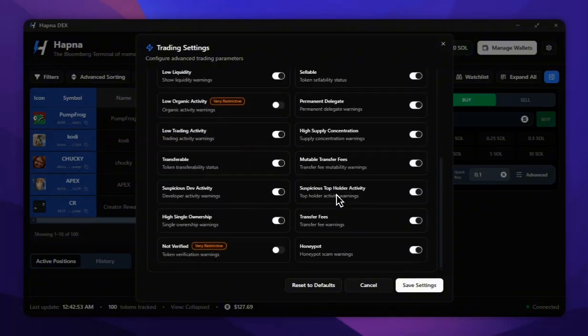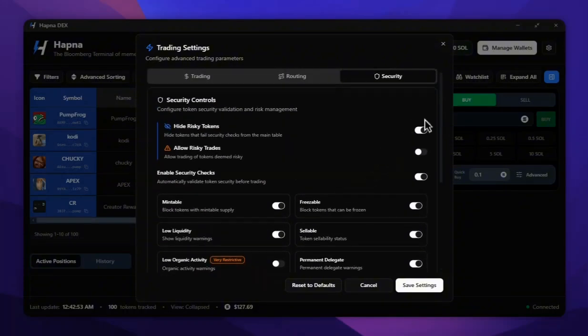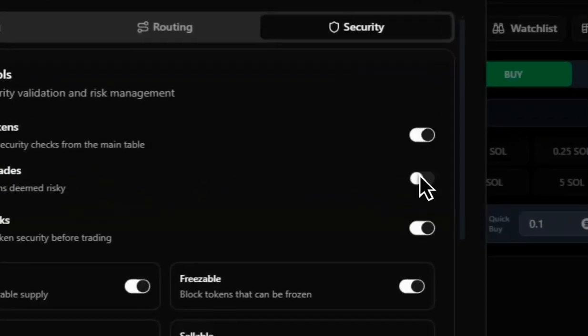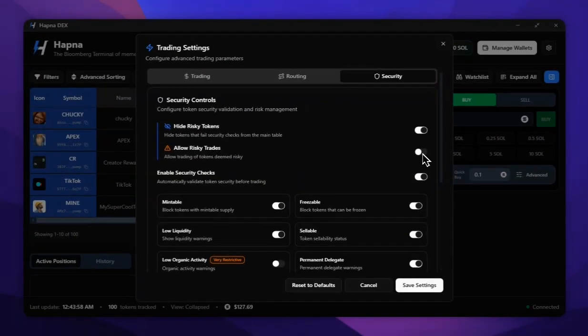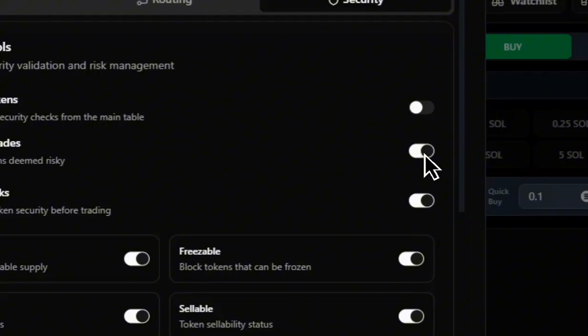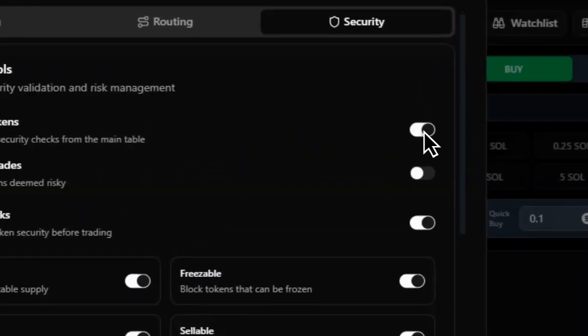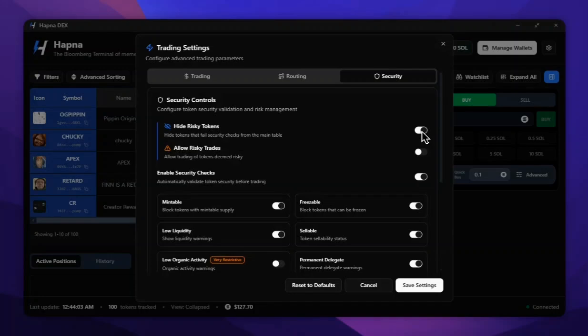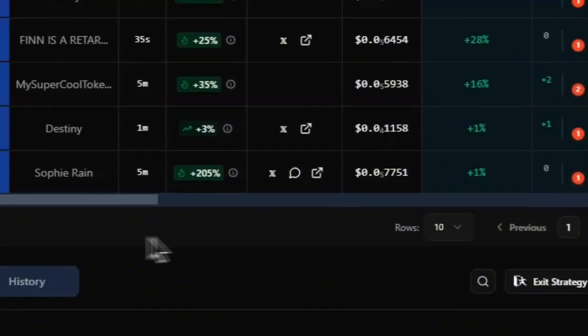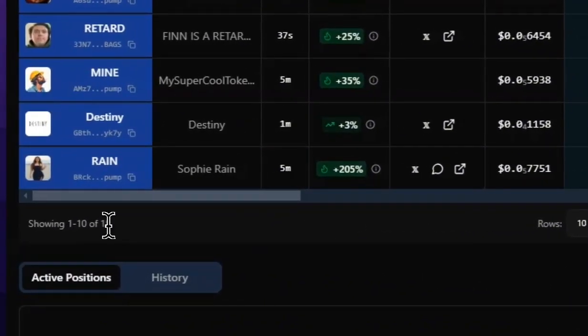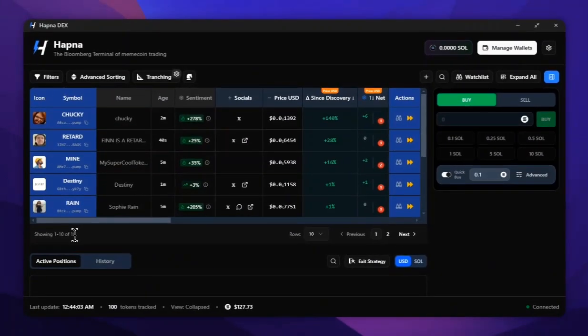Once I am happy with my safety criteria, I'm going to activate this button. Of course, if you like taking risks, I don't honestly, you can always toggle the allow risky trades. But in my case, I don't want the noise. I want to only have the most secure meme coins on my data grid. So I'm going to click save settings. And as you can see, from 100, it went down to 18, which means around 80% of meme coins are risky.